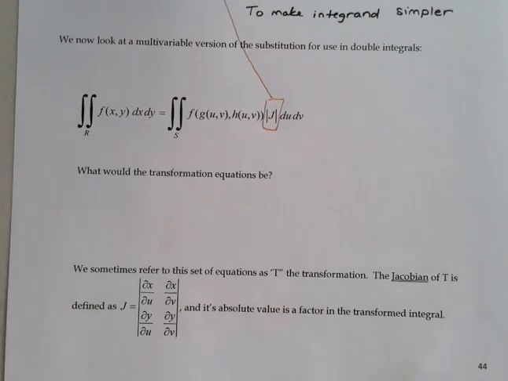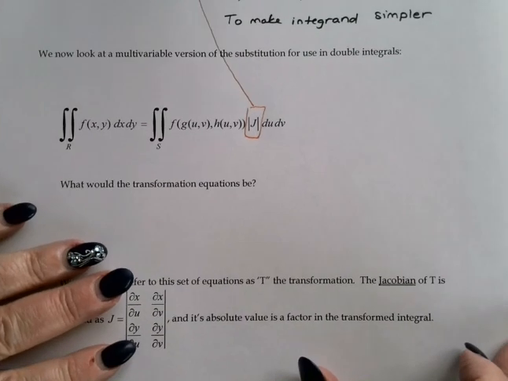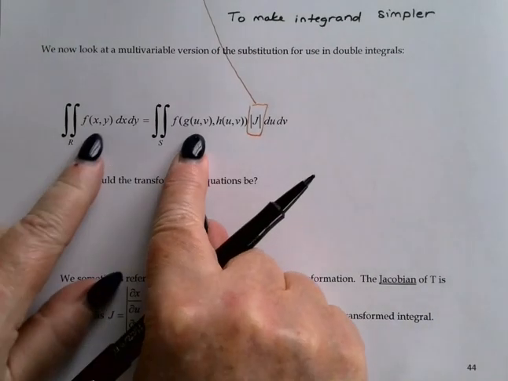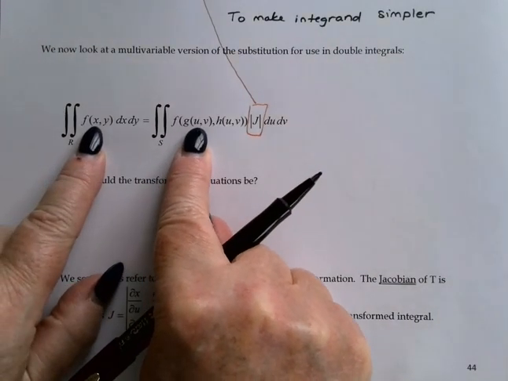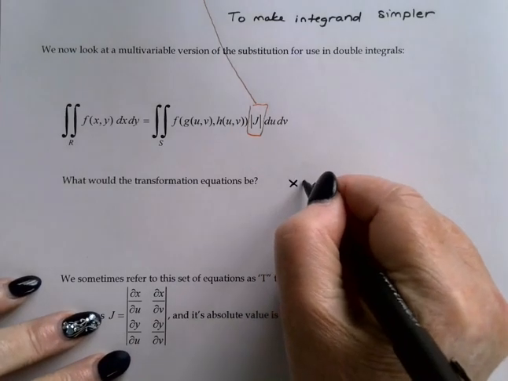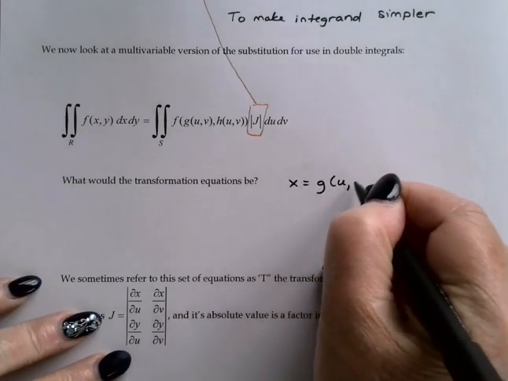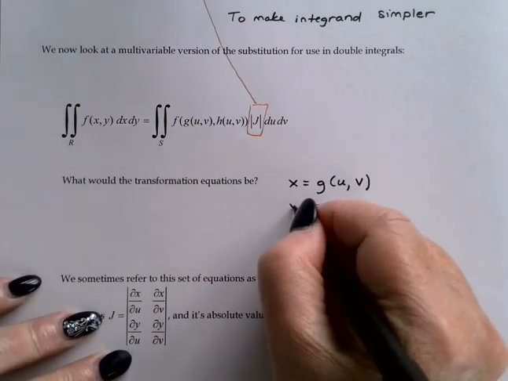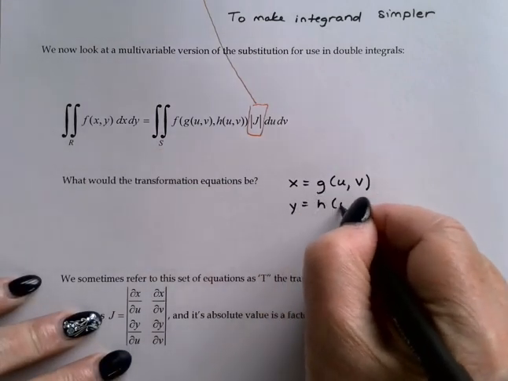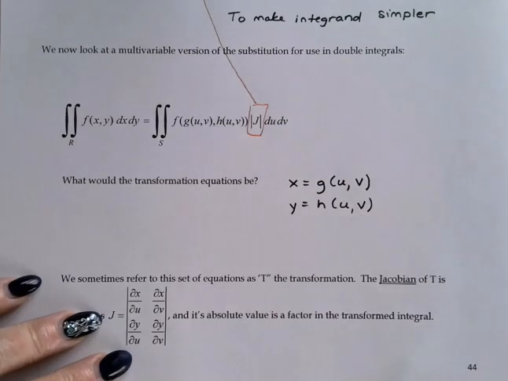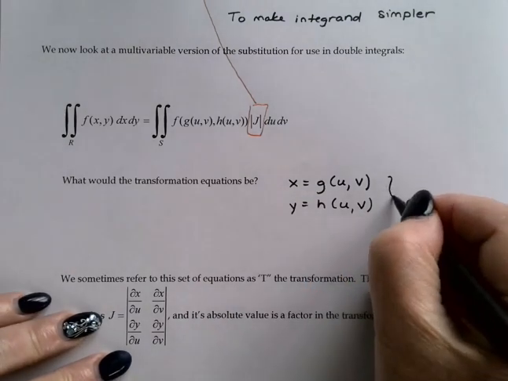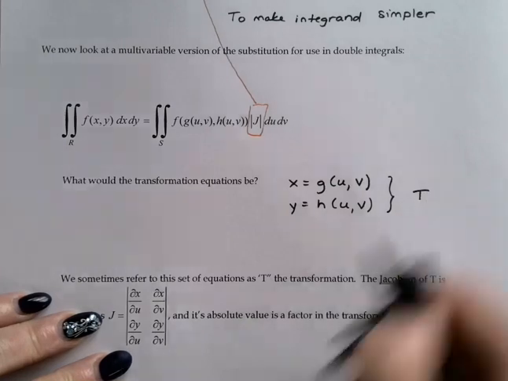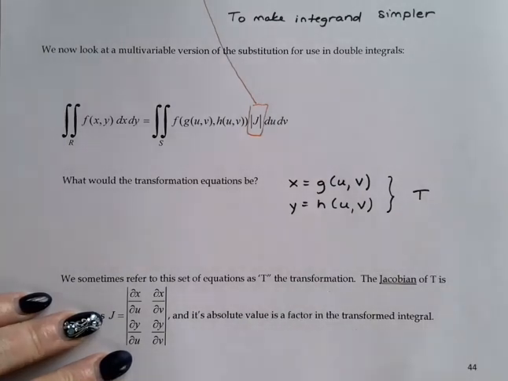All right, what are our transformation equations in this case? Well, you can see that I've replaced the x with g of u and v, and I've replaced the y with h of u and v. So these are my transformation equations. Sometimes we call this set of equations capital T, T for transformation.